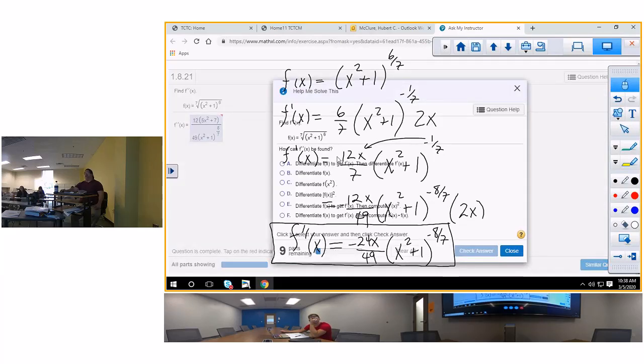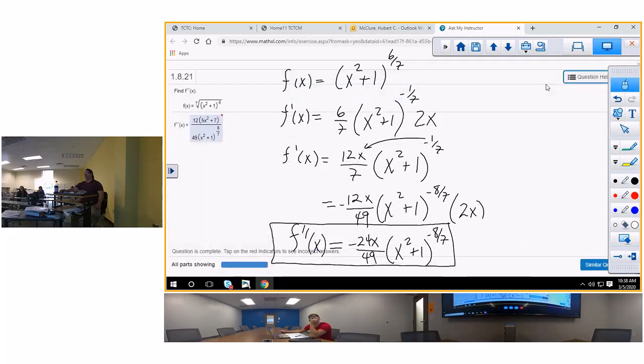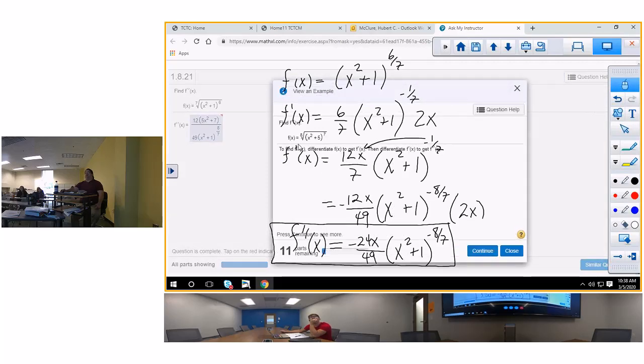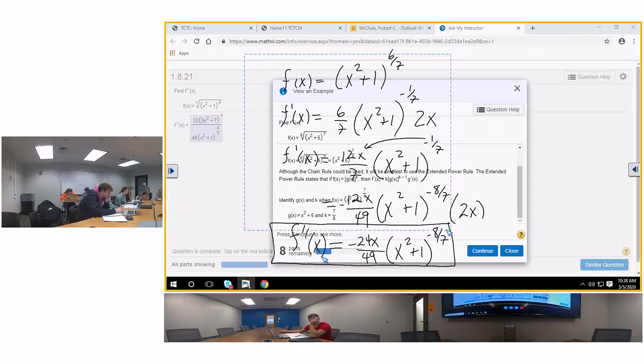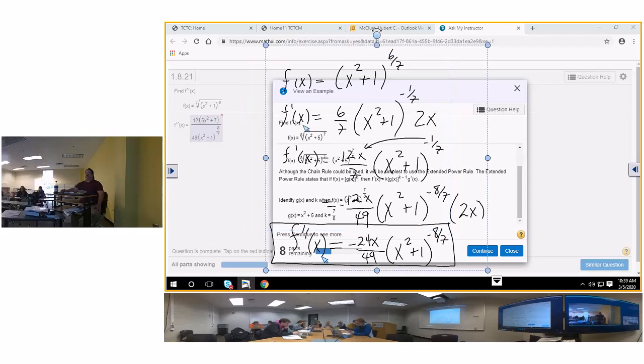Oh, God, I got to add. Oh, I'm not doing all that. Let me go to view an example and see what they did. This is x squared plus 5, 7/8. Let me move all this out of the way. Oh, my gosh. Why can't they just move out of the way?